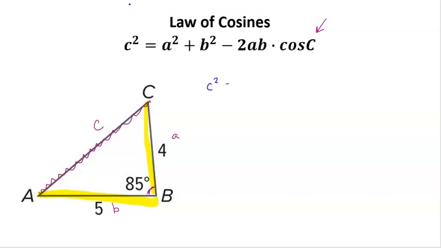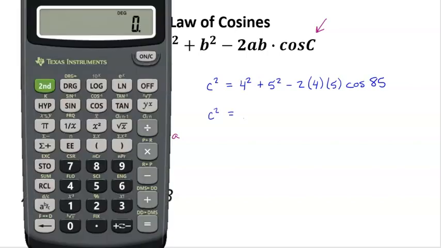All right, so with this one, we've got c squared equals, and then we have our two sides, 4 squared plus 5 squared minus 2 times those two sides, and then cosine of our included angle. So now I'm going to get out my calculator, and I can actually put this entire thing into my calculator. I don't have any x's on this side, so there's nothing to get by itself, so I can type this whole thing in. I just need to be careful.